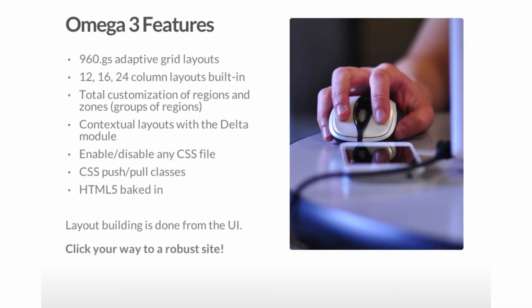And so, there's features like your adaptive grids and different column layouts and everything, customization of zones and regions. The main thing in Omega is that you get to build your layout exactly how you want it. You can get your design comp from your design people, and then you can say, okay, I need a region here, region there, and very quickly you can build it out.